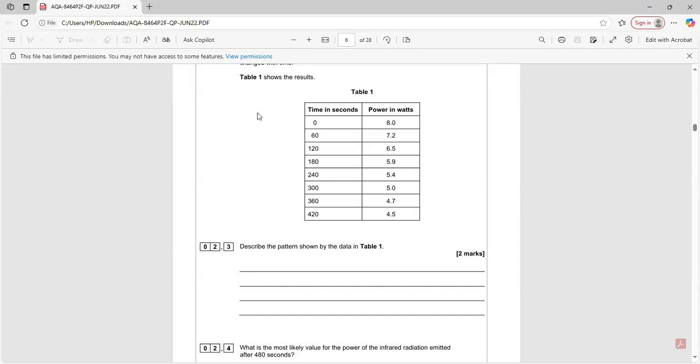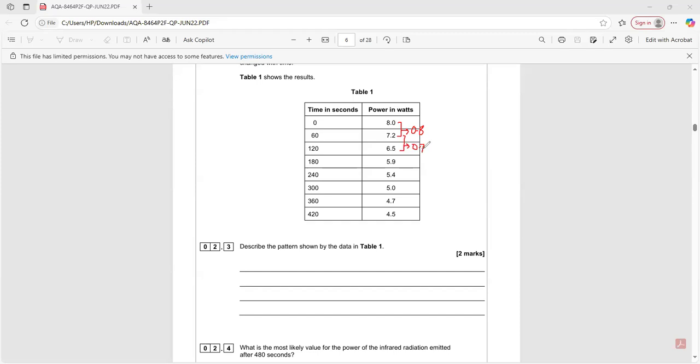Let me explain it again. Please just take a look at it. I don't know if you observed it when I was explaining it. The difference between 8.0 and 7.2 is what? Is 0.8. Are you with me? Yes. Okay. The difference between 7.2 and 6.5 is 0.7.